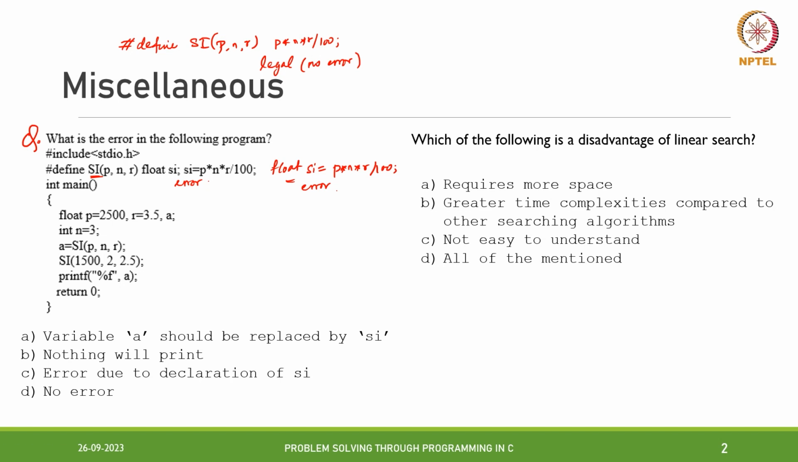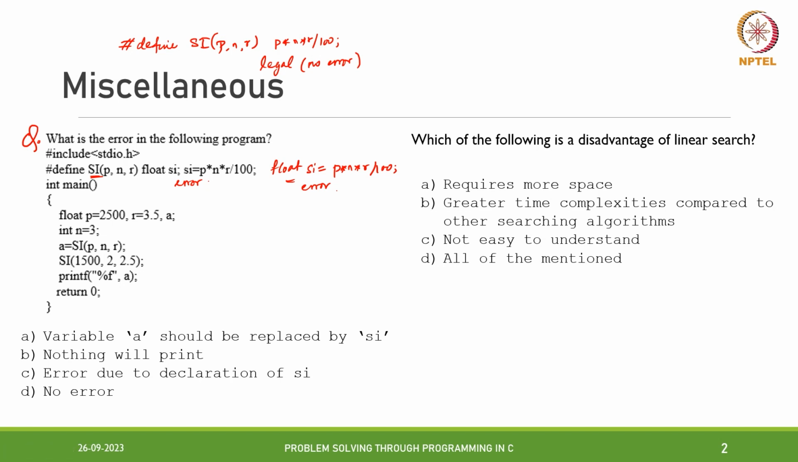What I am trying to say here is that we don't really need to define a variable inside a macro. Si is supposed to be returned from here, but we don't need to define a variable. If it is an inline function like this, here we are calculating the simple interest, right? We just define the function name with the input parameters. As you can see, I have not specified any data type here, and I simply write what I want to return, P into N into R by 100. Then it works fine.